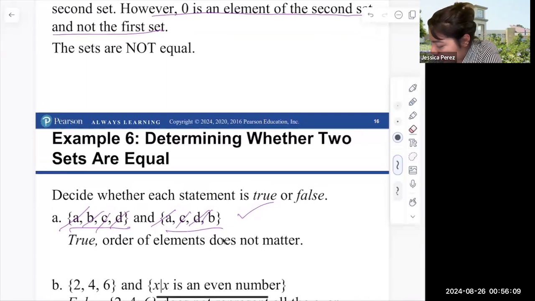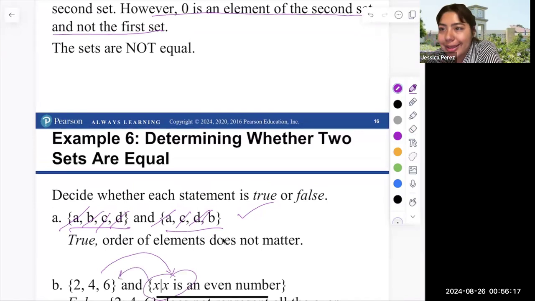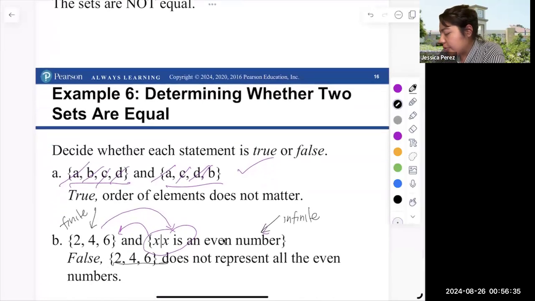Now this one: 2, 4, 6, and X such that X is an even number. Well, A is in B, but B is not in A. Why? Because X is an even number: 8, 10, 12, 14. So first of all, this is an infinite set, and 2, 4, 6 is a finite set. So no, false. 2, 4, 6 does not represent all even numbers. See how all of the even numbers are not in A, so therefore they are not equal.